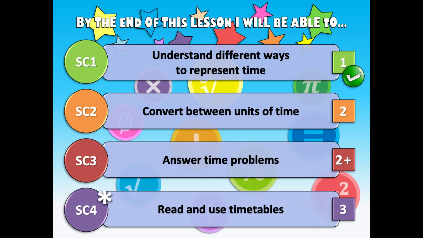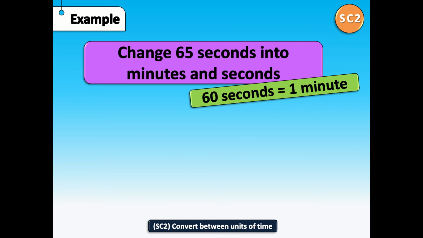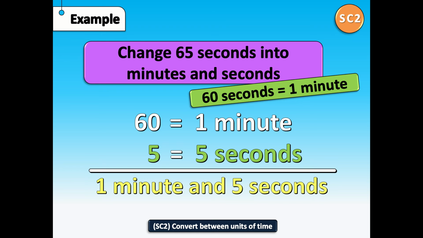So now we're going to move on to number 2, and this is to convert between units of time. So we want to change 65 seconds into minutes and seconds. Now 60 seconds makes 1 minute. So we have 60 seconds and an extra 5 seconds, and we know 60 seconds is 1 minute. So our answer is 1 minute and 5 seconds.